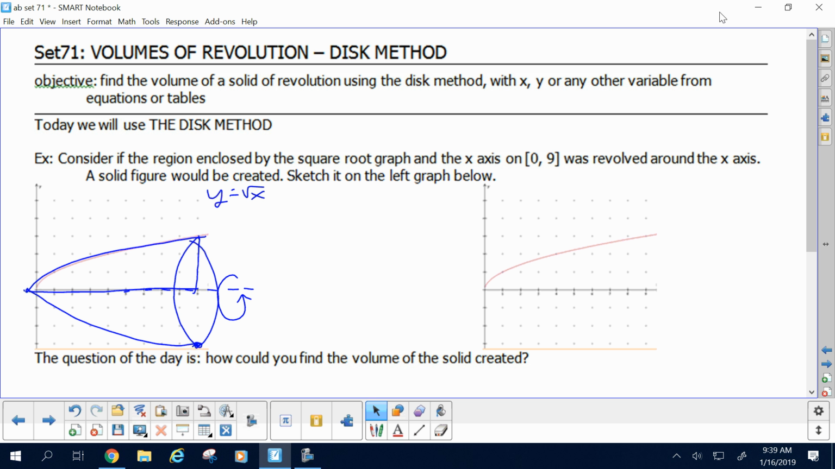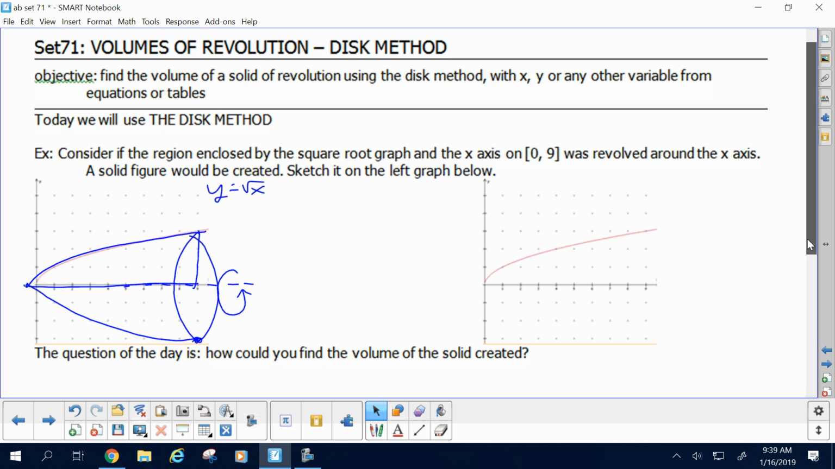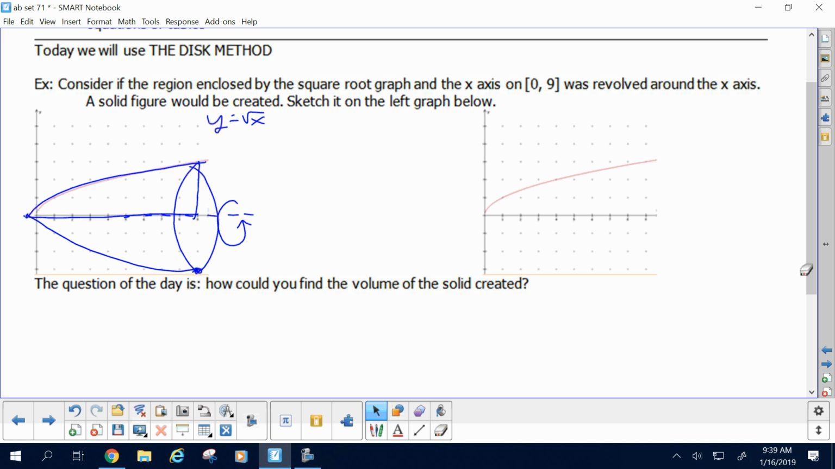Now, the question then of the day is, what's the volume of it? How do you find the volume of it? Any idea? All right. Let's go back. How did you find area under a curve? Integrate, all right? Before there was integration, how did you estimate area under a curve?